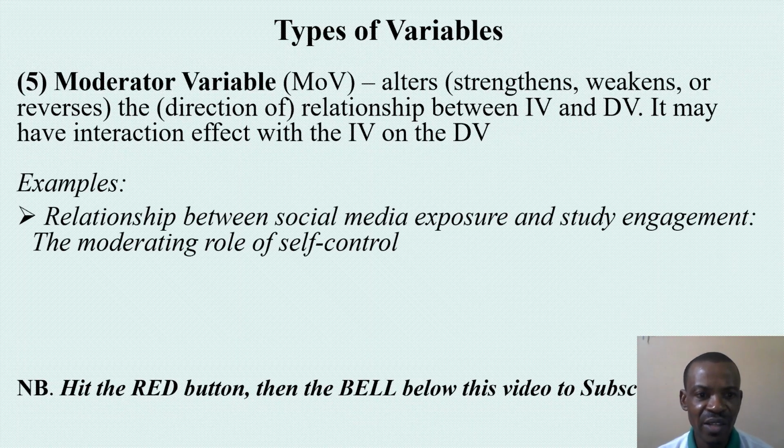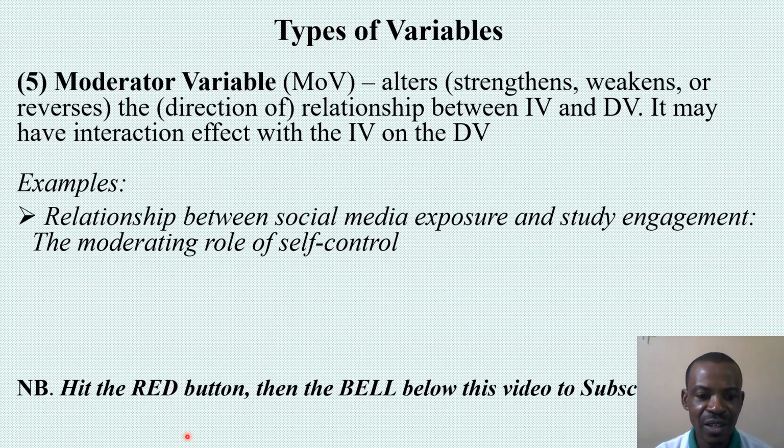Let's look at some examples. Let's have this research title example: relationship between social media exposure and student engagement, the moderating role of self-control. What this is implying is that social media exposure can affect students' engagement. So social media exposure is the independent variable, while student engagement is the dependent variable. But self-control may be what can strengthen or weaken that relationship between the IV and the DV.